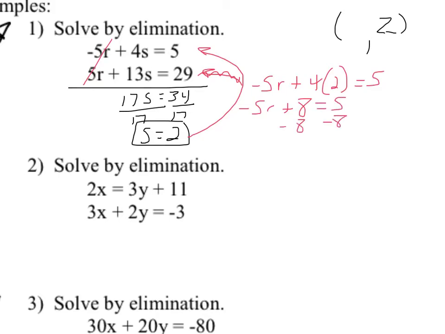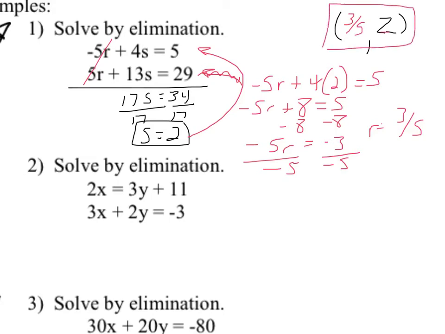Subtract 8, and negative 5r equals a negative 3. Divide by negative 5, and r is equal to 3/5. So here's an example where we have a fractional answer, but again it's exact. If we graphed it, it wouldn't be that accurate.